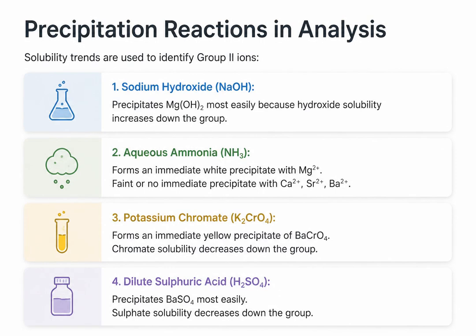These solubility trends aren't just theoretical, they are incredibly useful in the lab for identifying unknown ions. If you add sodium hydroxide or ammonia to a solution, magnesium will precipitate out immediately because its hydroxide is the least soluble. On the other hand, if you add a sulfate or a chromate, barium will precipitate out immediately because salts with those large anions become less soluble down the group. By using these specific reagents, you can easily distinguish between the different group 2 metals.